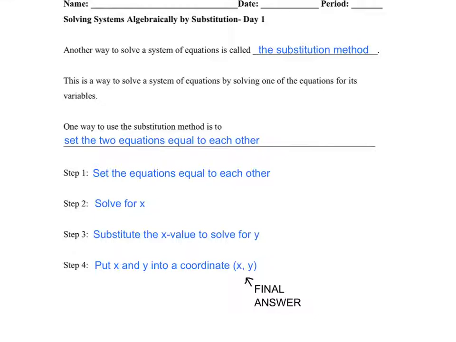After discussing the steps, let's do some examples of how to use the substitution method. Let's read our directions. It states, solve the system of equations by using the substitution method: y equals negative x plus 3 and y equals x plus 5. Notice they are both in slope-intercept form, but there's no graph. Therefore, we're going to solve it algebraically.